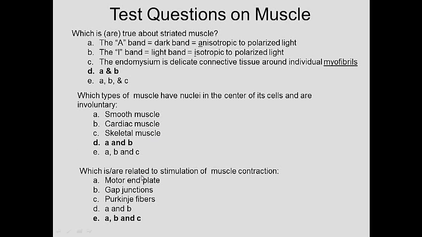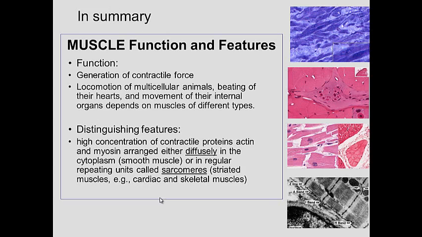Which is related to stimulation of muscle contraction? Motor endplate, of course. That's how the nerves tell the skeletal muscle to move. Gap junctions, yes. Gap junctions you have in the cardiac muscle cell to allow contractions to occur in synchrony because there's communication between adjacent cells. Purkinje fibers, yes. Purkinje fibers go down through the ventricle to allow both ventricles to contract at the same time.